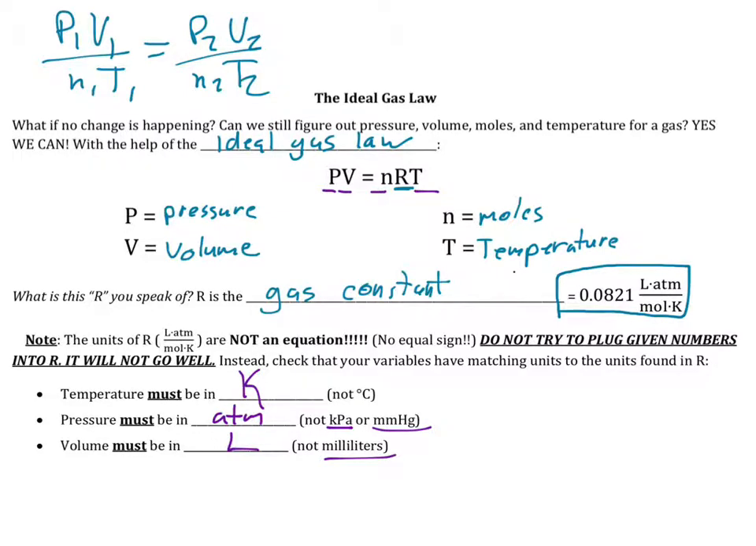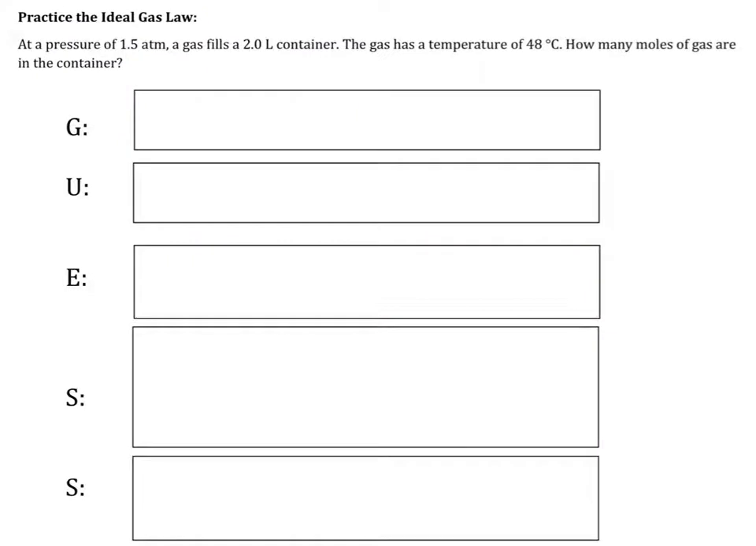So let's go ahead and do a practice problem. So let's take a look here. It's a pressure of 1.5 atmospheres, a volume of 2.0 liters, and a temperature of 48 degrees Celsius. That's degrees Celsius, so we have to add 273 to make it Kelvin. And the question is, how many moles? So that's what it's asking for.